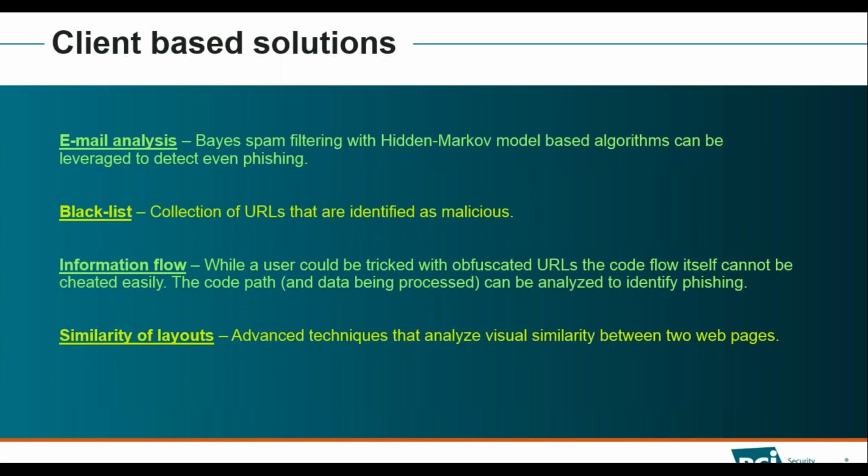Then there are client-based systems. Nowadays, most of these endpoint systems, it could be Kaspersky or McAfee and all, have most of the systems in place. It could be either email analysis or blacklisting, or it could be information flow, similarity of layouts. It just checks and alerts the user that this particular site you're visiting is a phishing site.